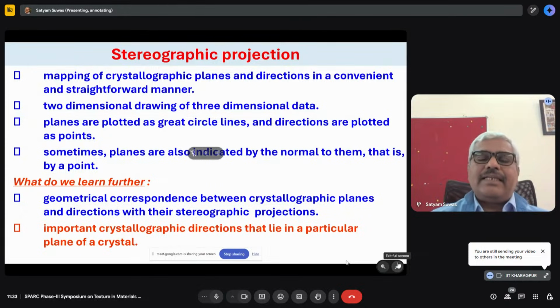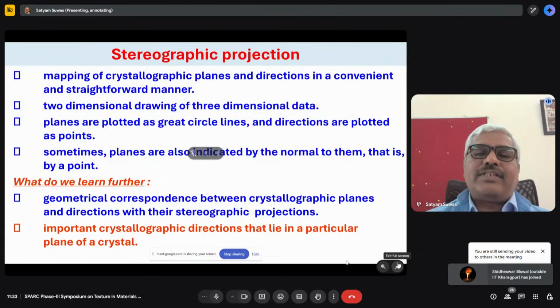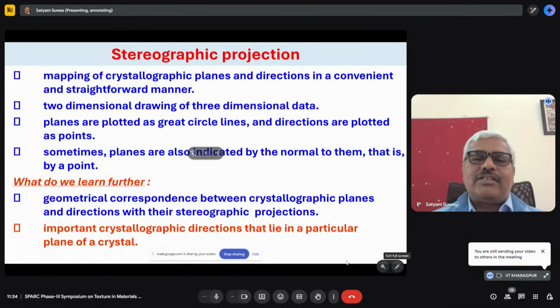So basically, in pole figures, what I'm supposed to talk about, an important concept is a stereographic projection. A stereographic projection is basically mapping of crystallographic planes and directions in a convenient and straightforward manner. It's basically a two-dimensional drawing of three-dimensional data, because in texture what we deal with is grain orientation primarily, and generally grains are three-dimensional in nature, right?